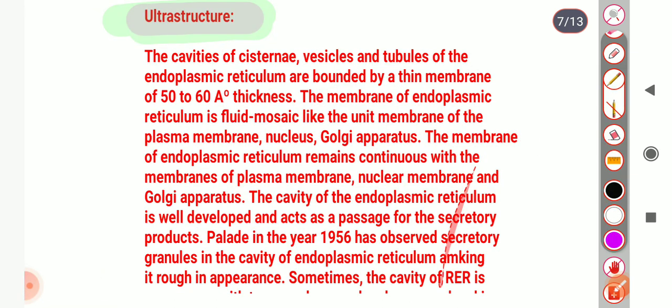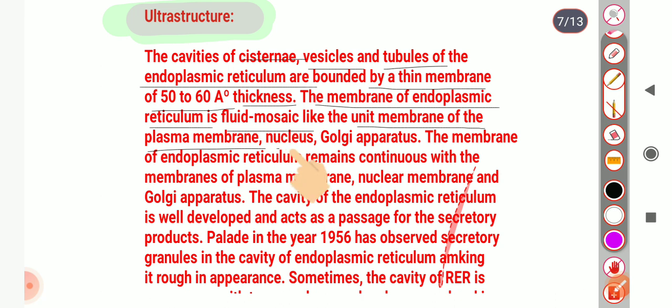When we talk about the ultrastructure of the endoplasmic reticulum, the ultrastructure contains the cavity of cisterna, vesicles and tubules, bounded by a thin membrane of 50 to 60 angstrom thickness. The membrane of the endoplasmic reticulum is a fluid mosaic, like the unit membrane of the plasma membrane, following the fluid mosaic model.